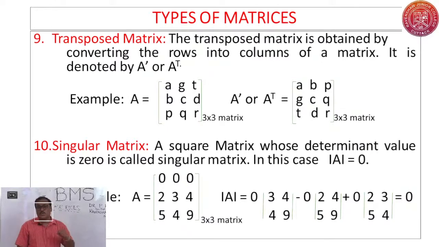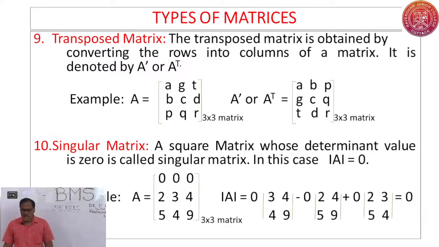But if it is a rectangular matrix, then rows are converted into columns and columns are converted into rows. So if the given matrix is 4 into 5, the transpose matrix will be 5 into 4. That means the rows become columns and the columns become rows. So a 4 into 5 matrix becomes 5 into 4. This is the transpose matrix.